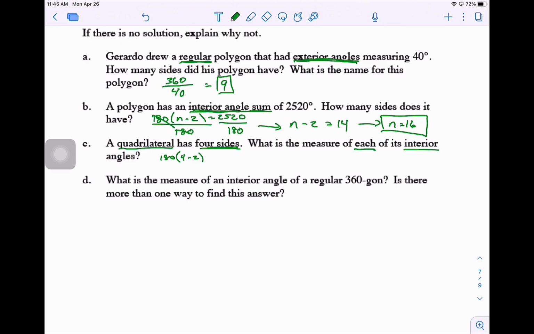And when I evaluate that, remember when you're evaluating, think of your order of operations. Do the stuff in parentheses first. So 4 minus 2 gives you 2, times 180, gives you a total of 360. And then we're going to divide that by 4, and you got an answer of 90 degrees, right?